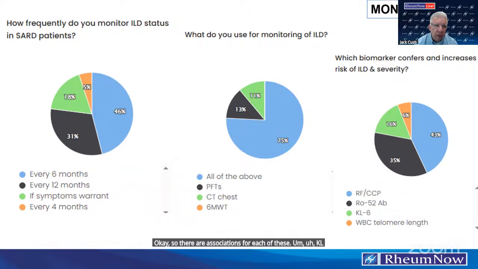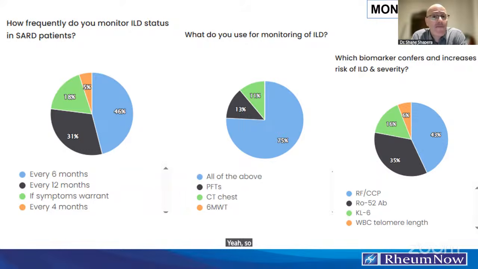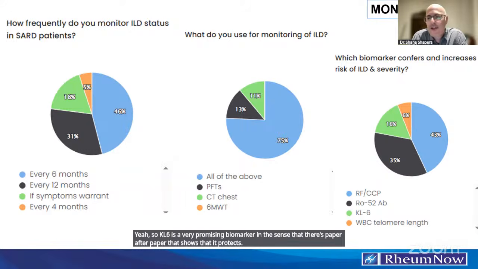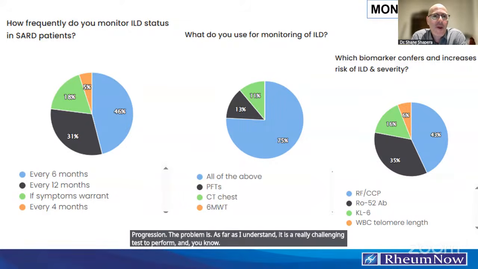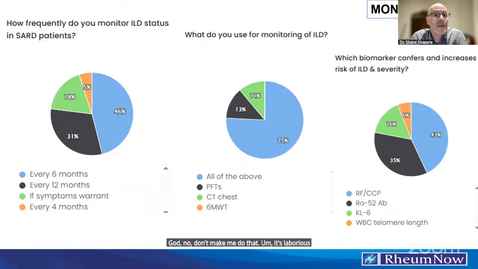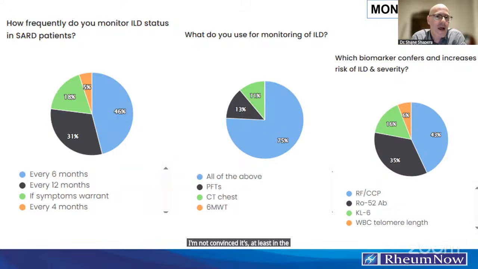KL6, rheumatologists are not familiar with. Dr. Shapera, can you explain that to us? Yeah, so KL6 is a very promising biomarker in the sense that there's paper after paper that shows that it predicts progression. The problem is, as far as I understand, it is a really challenging test to perform. When I first read about KL6, I talked to one of my bench guys who works in the lab, and I said, "Can you start doing this on my patients?" And he says, "God, no, don't make me do that." It's laborious, it's difficult to standardize, and although I totally believe that it's a useful biomarker, I'm not convinced that, at least in the near term, it's coming to clinical practice.